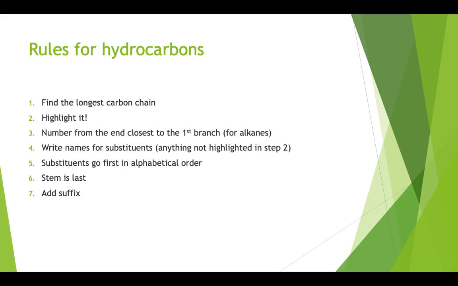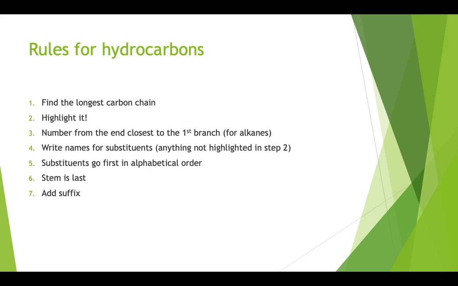So if it's not highlighted, that means it's not in the longest chain, so it's a substituent. And the substituents go first and they go in alphabetical order, not in number order. So if we had a 1 carbon group that's methyl, and if we had a 2 carbon group that's ethyl, ethyl would come before methyl just because it's alphabetically first.